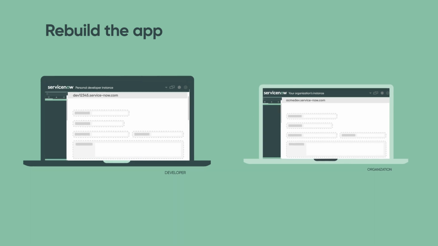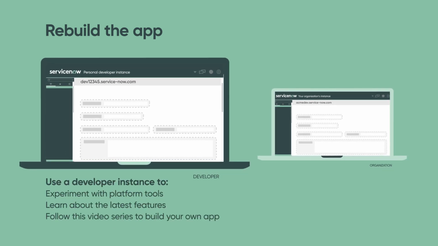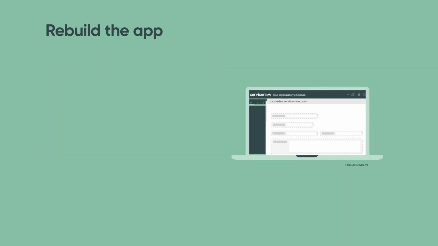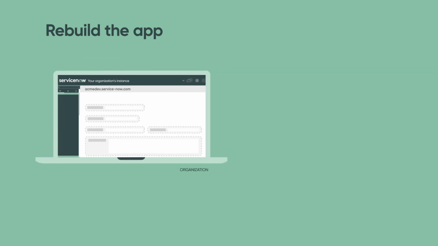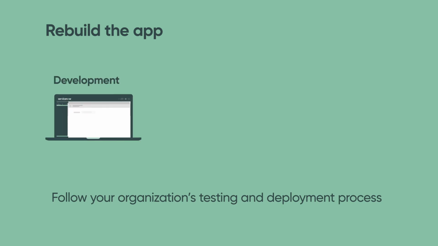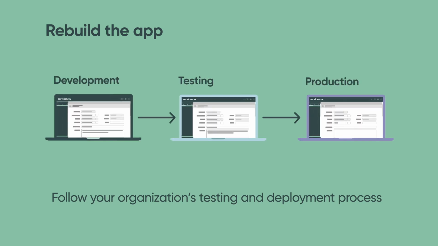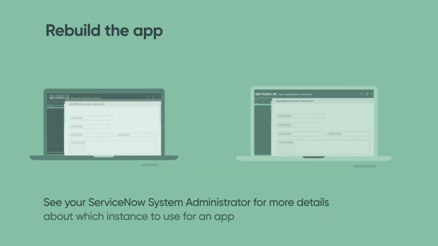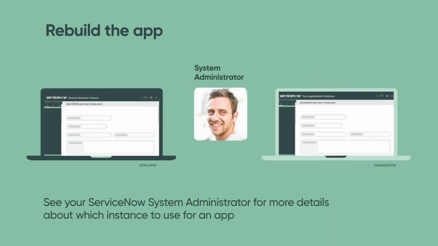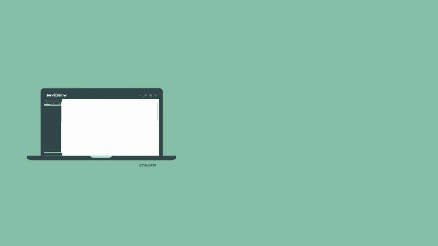On the other hand, a developer instance is perfect for experimenting with the platform tools and learning about the latest features. For example, follow along with this video series to build your own safety issue app. Apps that your organization will actually use, for example, production apps, should be created in your organization's development instance so that the app can follow your organization's testing and deployment process. See your ServiceNow system administrator for more details about which instance to use for an app that will eventually be deployed into your organization's production instance.